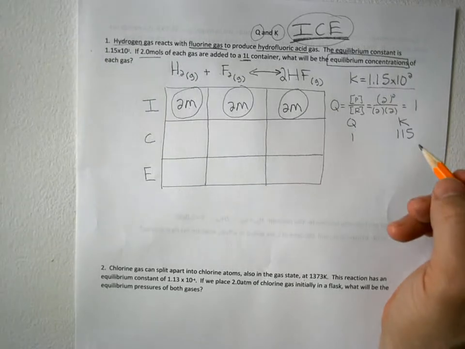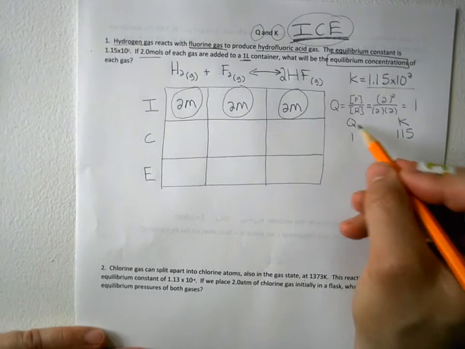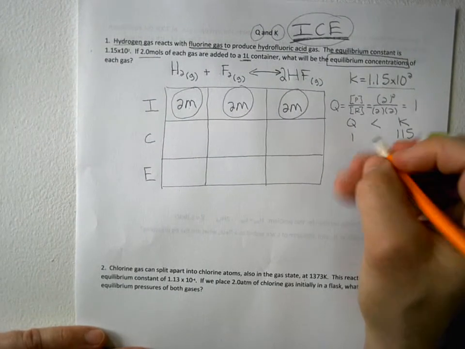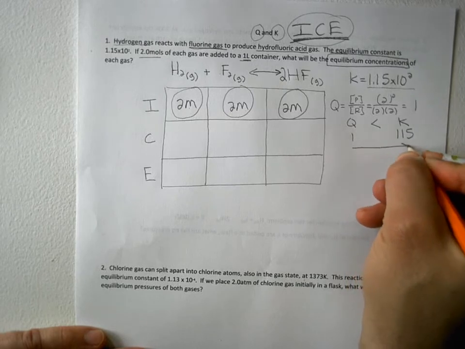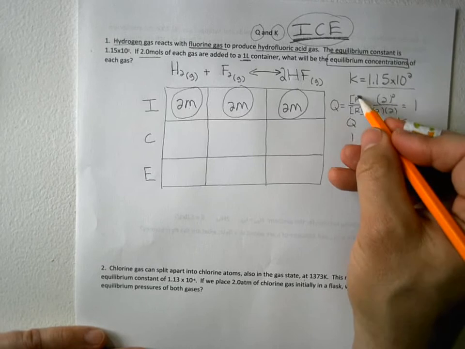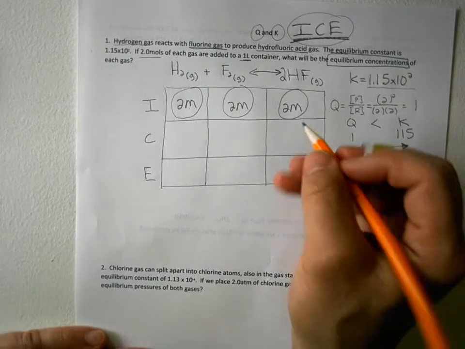So now, what's gonna happen? Well, to find out what's gonna happen, we need to figure out which is larger, Q or K. Now, as we practiced in the last video, when K is larger, the reaction needs to shift to the right to favor the forward reaction to make more products and get that ratio higher. So we're gonna shift to the right.